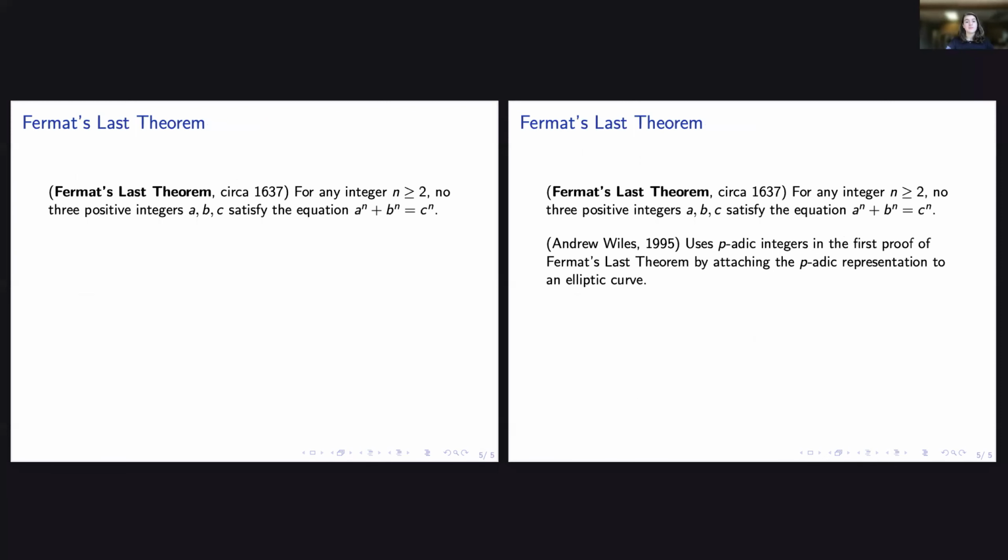Now, rather than consider major theorems about p-adic numbers, I've decided to touch on a famous theorem that was proved using p-adic numbers. So let's talk about Fermat's last theorem. Fermat's last theorem from around 1637 states the following. For any integer n greater than or equal to 2, no 3 positive integers a, b, and c will satisfy the equation a to the n plus b to the n equals c to the n. At the time, Fermat claimed that he had a proof that was too long to fit in the margins, and so he didn't include it when he published this theorem.